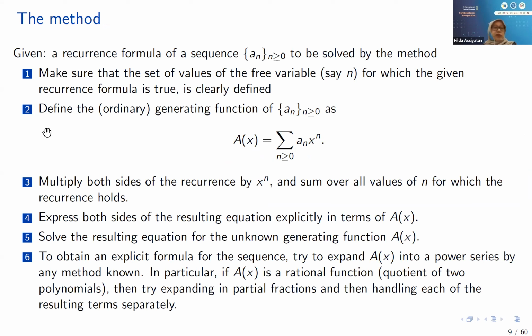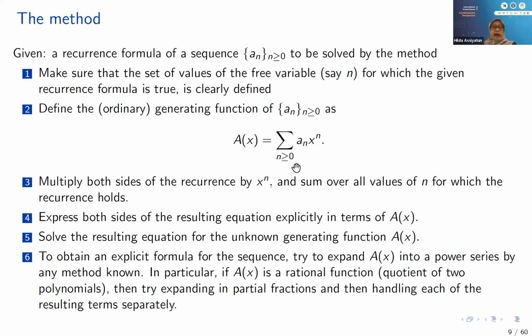There are a few steps to be done. The first one: we have to make sure that the set of values of the free variable of the sequence, say n, is clearly delineated, clearly well defined. The second one: we define our generating function for the sequence. So we define A(x) as the generating function, as per the definition before.